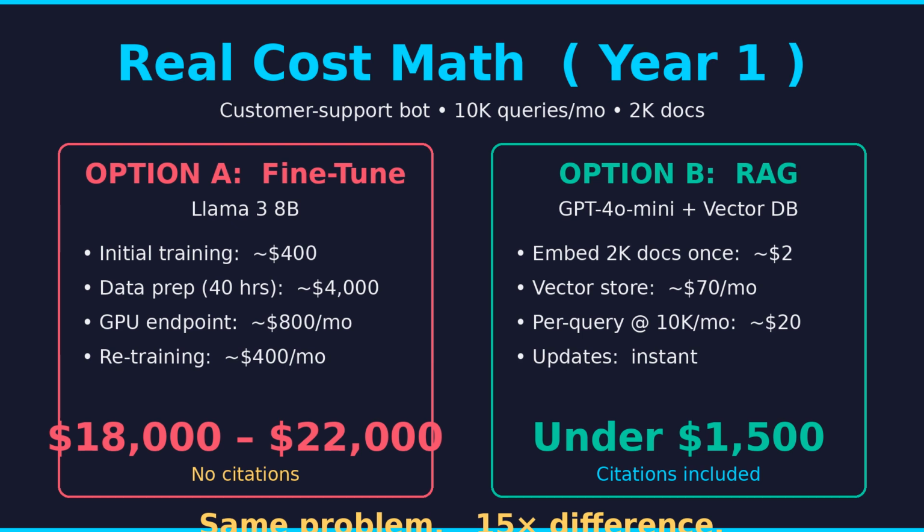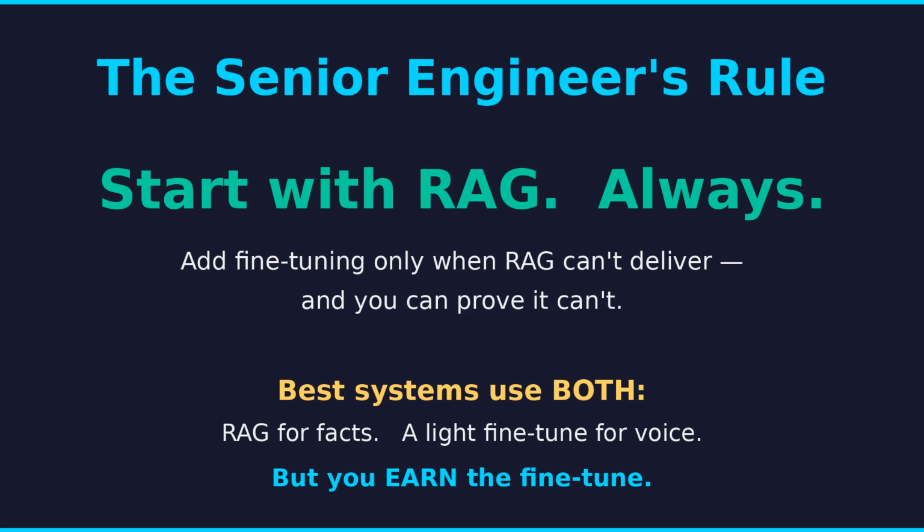And no citations. Option B. RAG with GPT-4o Mini and a vector database. Embed 2,000 docs once, about $2. Vector store, about $70 per month. Per query at 10,000 queries per month, about $20. Year 1, under $1,500. Citations included. Updates instant. Same problem. 15 times difference.